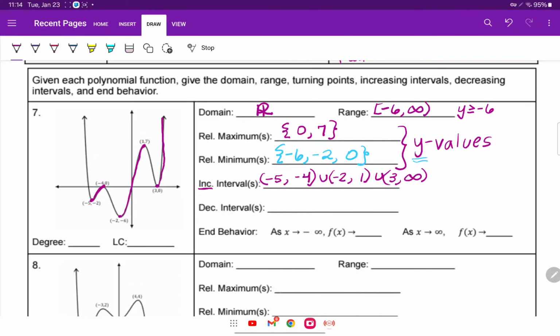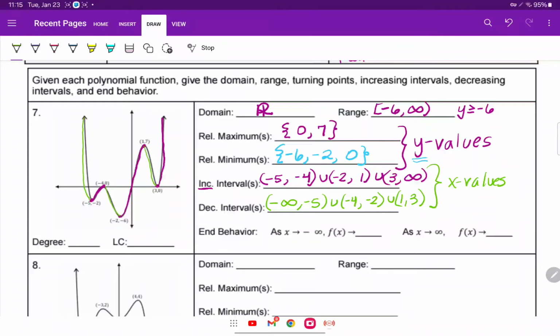All right, so now let's do our decreasing, and I'm going to go ahead and switch colors for that. Our decreasing is when the graph is going down from left to right. So here's a decrease, here's a decrease, and then here's another decrease. Again, writing in intervals would be from -infinity to -5, and again, we're using x values here, from -4 to -2, union, and then we had one more from 1 to 3. Okay, and so keep in mind when we do these are x values.